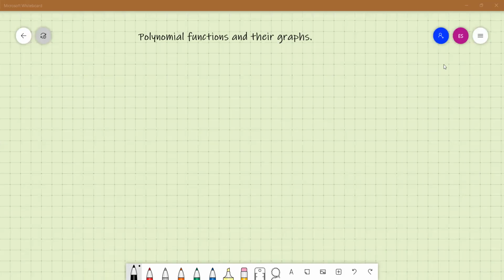Hello, everyone. Today our topic is polynomial functions and their graphs. So what we are going to learn: what is a polynomial and how to graph polynomials. We're going to start with the definition.